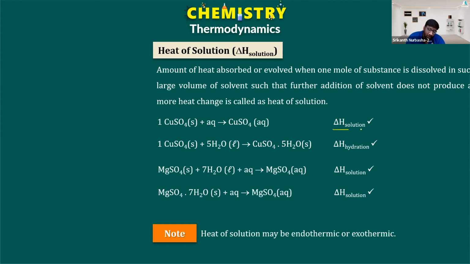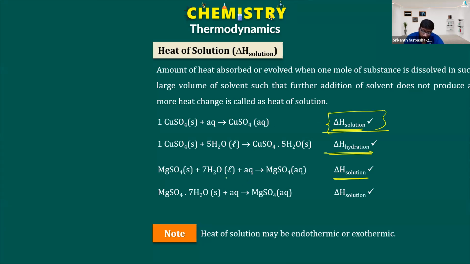In that case, whatever the amount of heat released in that final condition is said to be delta H of solution. So CuSO4 solid plus aqueous, that is water, gives rise to CuSO4 aqueous. In this, delta H is nothing but delta H of solution. CuSO4 solid plus 5H2O gives rise to CuSO4.5H2O. This is delta H of hydration. The difference here is that in delta H of solution, a large amount of water, or excessive solvent, is added.